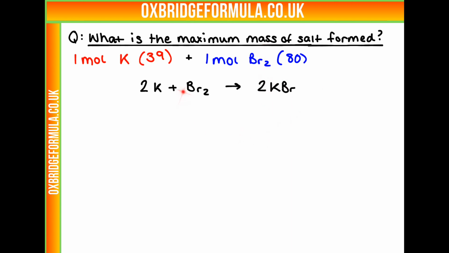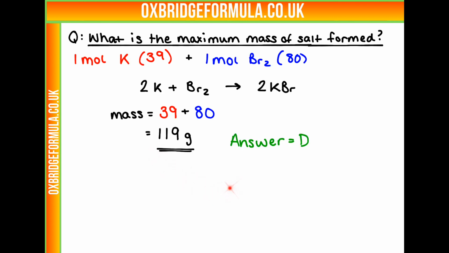Let's work out its mass. We've already been given the masses here, so we just need to add them together because we've got 1 potassium and 1 bromine. That means it's 39 plus 80, or 119 grams. So that's the mass of the salt. So our final answer is answer D.